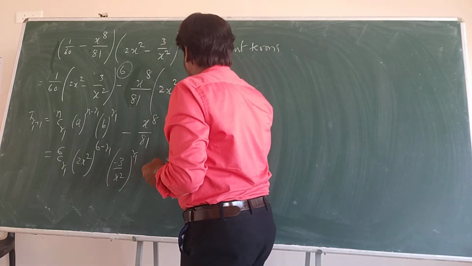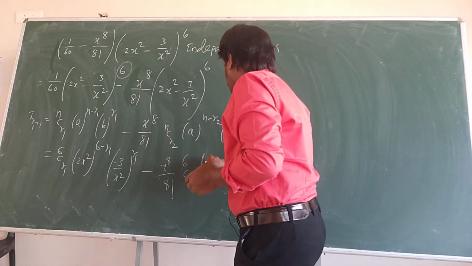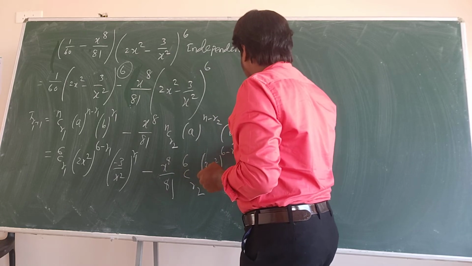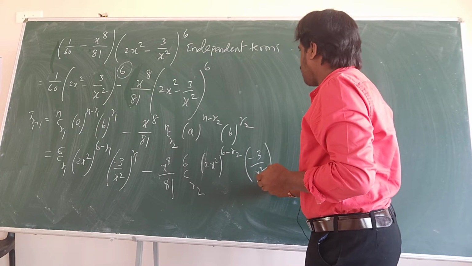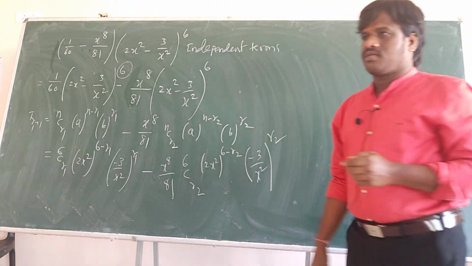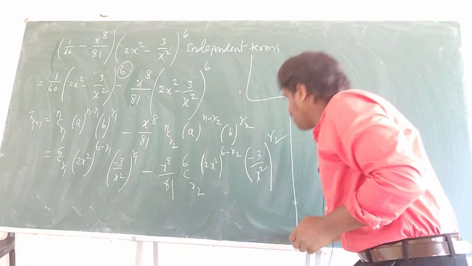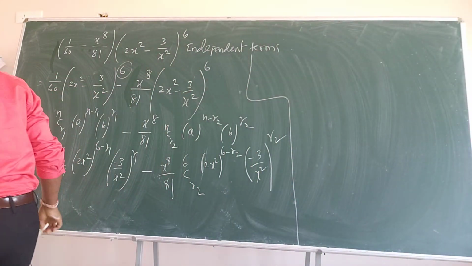This is 6C r2. The a value is 2x square to the power of 6 minus r2. The b value is minus 3 by x square to the power of r2. Correct? Right? Now what do you do here? I have to take x here, x power. So what do you write here?